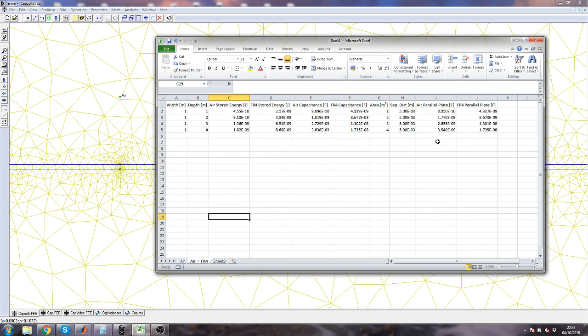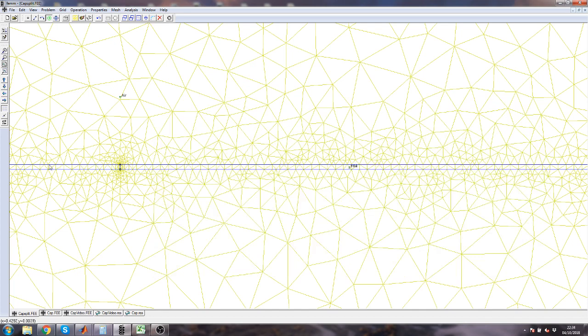And then we can compare that with the parallel plate formulation for the two regions, not forgetting of course that here the area has gone down by 2 because this parallel plate capacitor has been cut in half, and only half the area has now got air between it, and half the area has got FR4 between it. Oops.